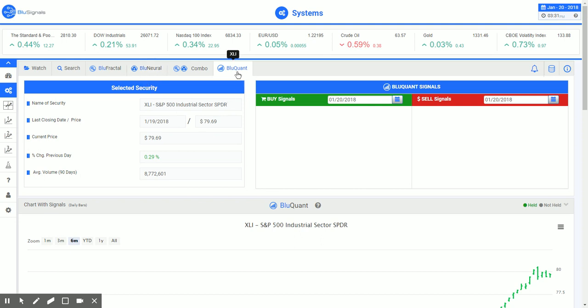What BluQuant does is it takes BluFractal and BluNeural, and unlike as a user might load a symbol of a stock or security that they have an interest in, or perhaps one that they found using our search function, keying off of various indicators from these proprietary systems and other indicators provided by our search function. But again, that is largely driven by the user.